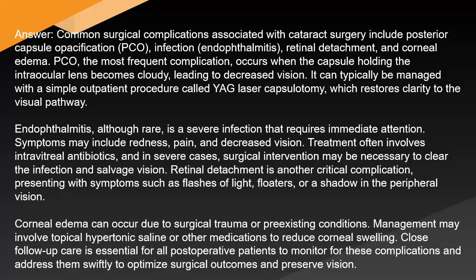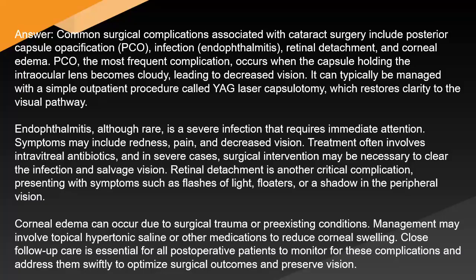Endophthalmitis, although rare, is a severe infection that requires immediate attention. Symptoms may include redness, pain, and decreased vision. Treatment often involves intravitreal antibiotics, and in severe cases, surgical intervention may be necessary to clear the infection and salvage vision. Retinal detachment is another critical complication, presenting with symptoms such as flashes of light, floaters, or a shadow in the peripheral vision. Corneal edema can occur due to surgical trauma or pre-existing conditions. Management may involve topical hypertonic saline or other medications to reduce corneal swelling.